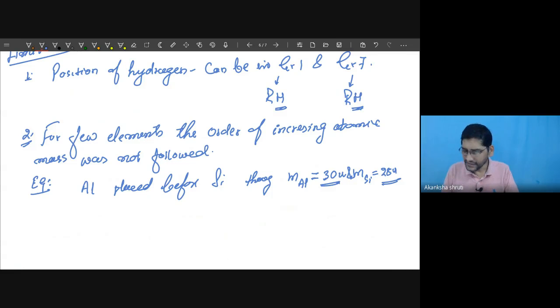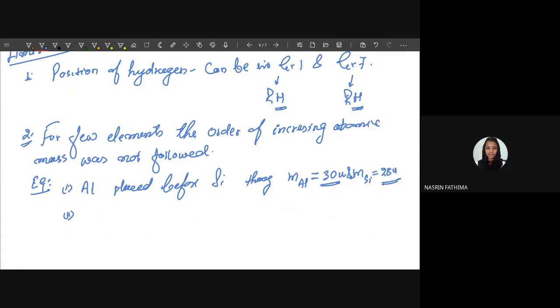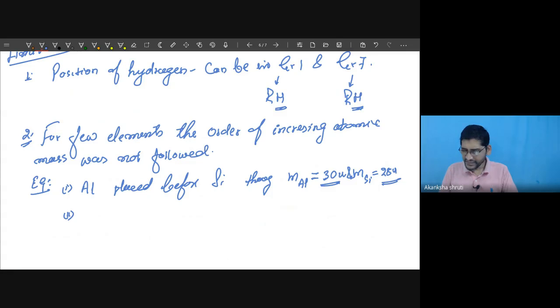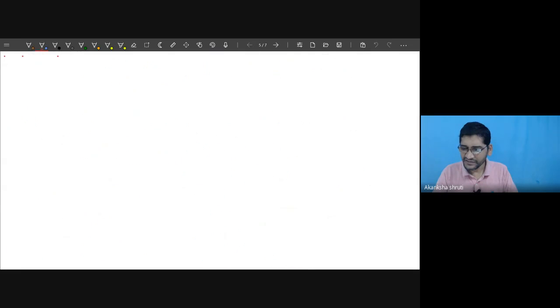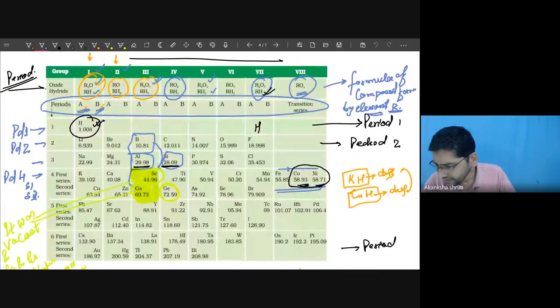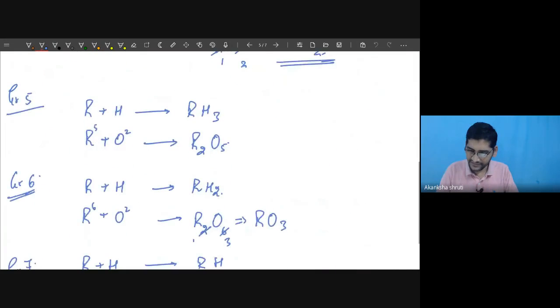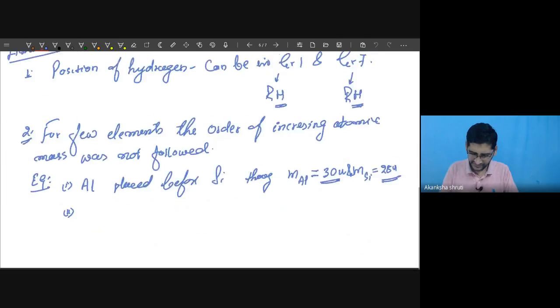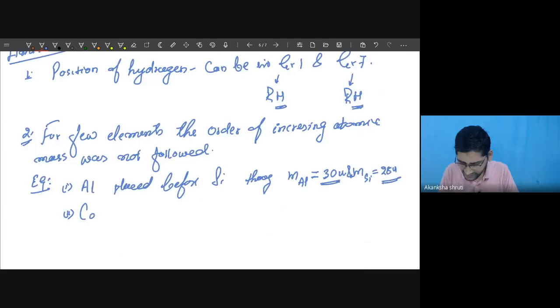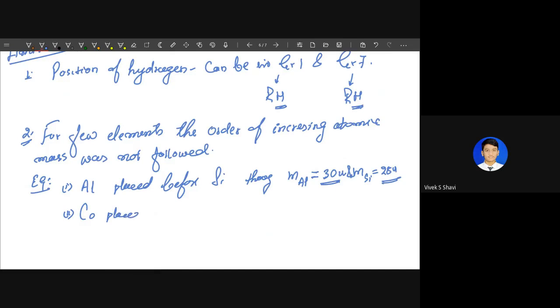The other example, what was there? Silicon and nickel. That we have written, silicon aluminium. The other was nickel and cobalt. Here we have the cobalt and nickel. We are observing that nickel is slightly lighter than cobalt, or cobalt is slightly heavier than nickel. Cobalt. Yes. Aluminium atomic mass is 26.